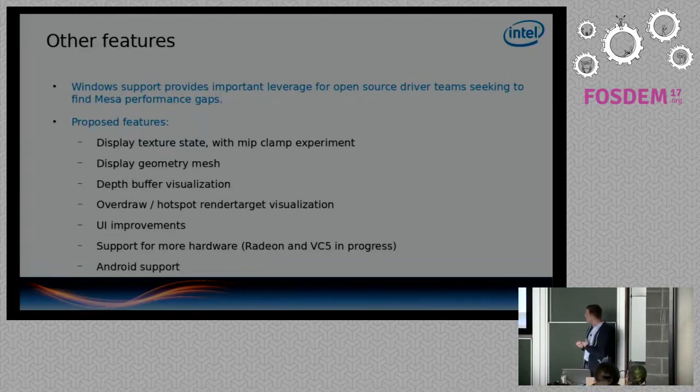The depth buffer is not displayed. Unity specifically asked for overdraw and hotspot visualizations in the render target, where if you've drawn twice to the same pixel in the render target, it'll show up as more expensive. Help them figure out if they've got a problem with their engine. There's a bunch of UI improvements.